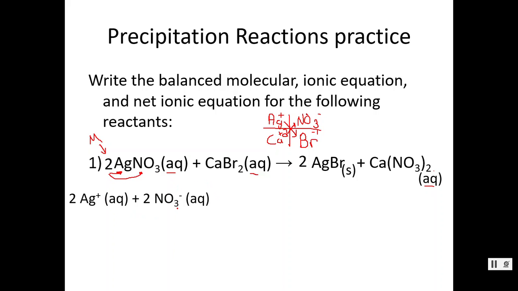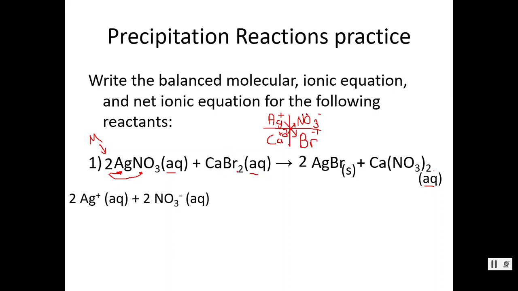So that's the first part of our ionic equation, at least for our first reactant. Now we've got to do the calcium bromide. Looking at that, I know I've got 1 calcium. How many bromines in that calcium bromide do I have? I've got 2 of them, right? Because for every 1 calcium, there are 2 bromines.